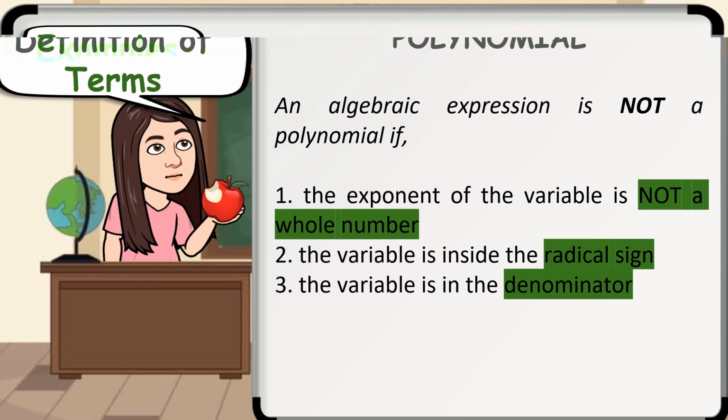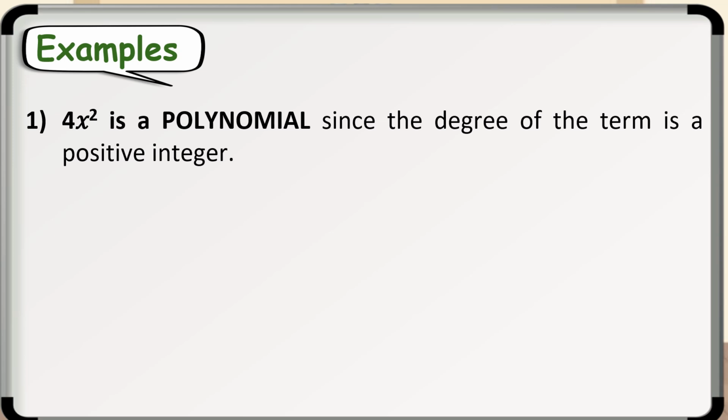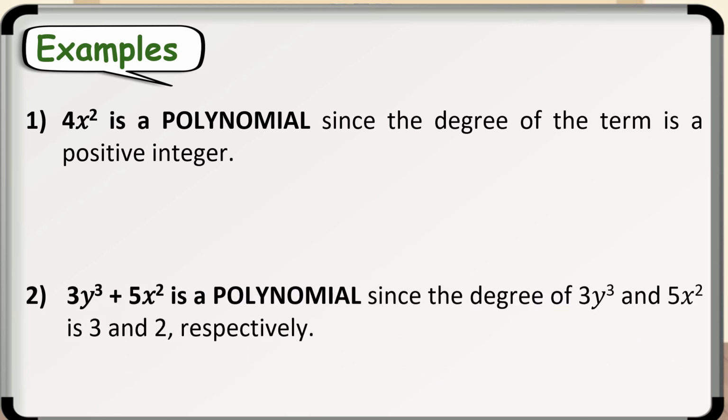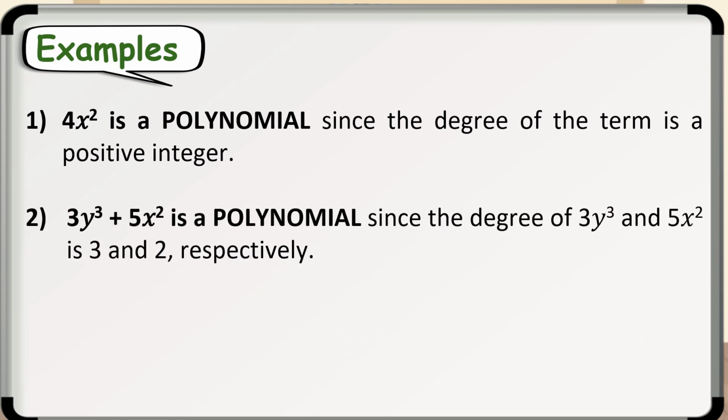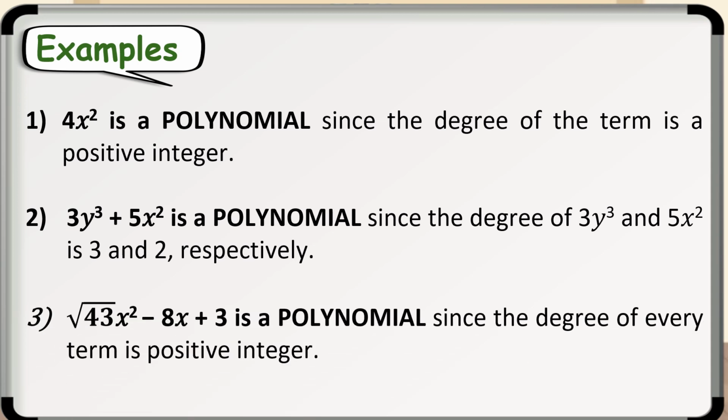Let's have some examples. Number 1. 4x squared is a polynomial since the degree of the term is a positive integer. Number 2. 3y cubed plus 5x squared is a polynomial since the degrees of 3y cubed and 5x squared are 3 and 2 respectively. Number 3.